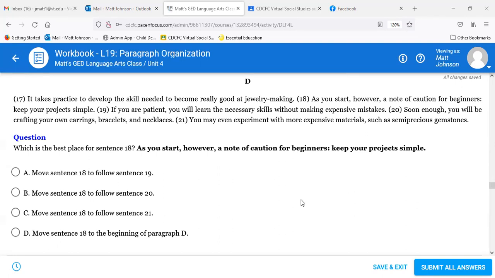All right. Which is the best place for sentence 18? As you start, however, a note of caution for beginners: keep your project simple. A, move sentence 18 to follow sentence 19. B, move sentence 18 to follow sentence 20. C, move sentence 18 to follow sentence 21. And D, move sentence 18 to the beginning of paragraph D.